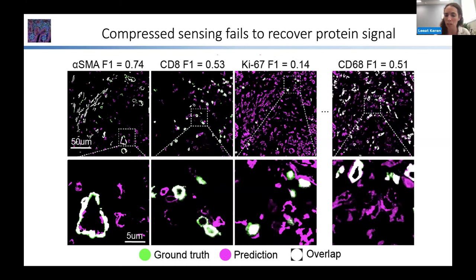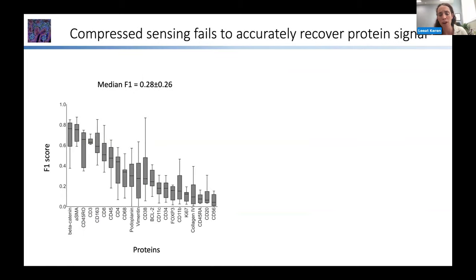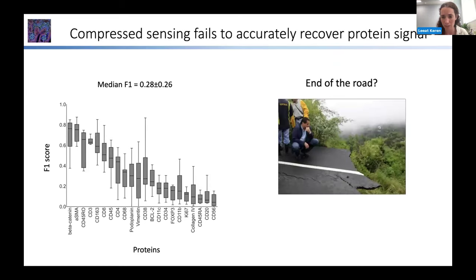This is for one protein, and here I'm showing you a couple more. This is quantified for the entire 22 proteins. On the y-axis, I'm showing you the F1 scores across all of our test set, and on the x-axis, the different proteins. Ideally, if our algorithm was performing well, we would like to see all of this at one, but you can see that it doesn't.